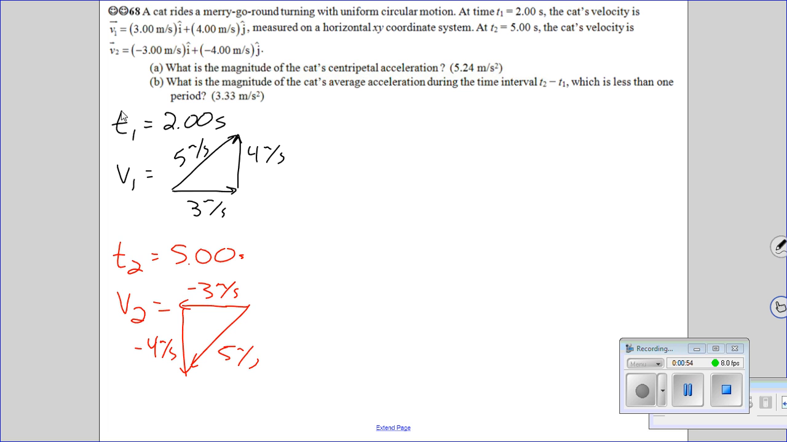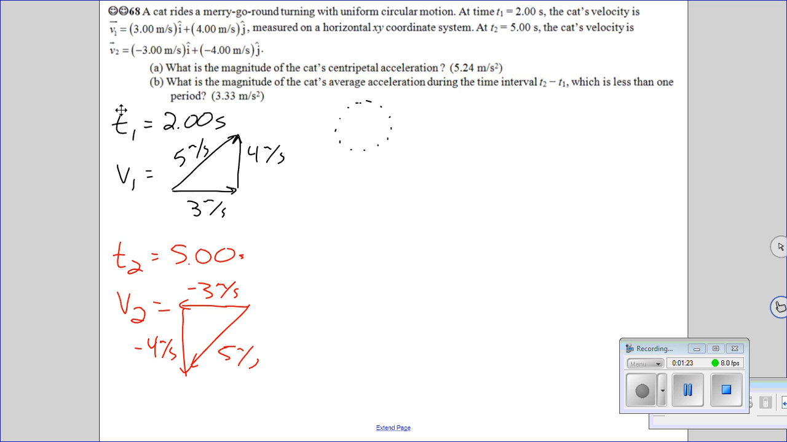All right. Now, all of this pertains to a cat going around on a merry-go-round in uniform circular motion. So the cat's going to have this sort of circular path, but it doesn't tell us whether the merry-go-round is going clockwise or counterclockwise, which should lead you to believe that either there's enough information here for you to figure it out, which there isn't, or that it doesn't matter, which turns out to be the case. So I'm not going to worry about that too much, and let's just see if we can solve this thing.